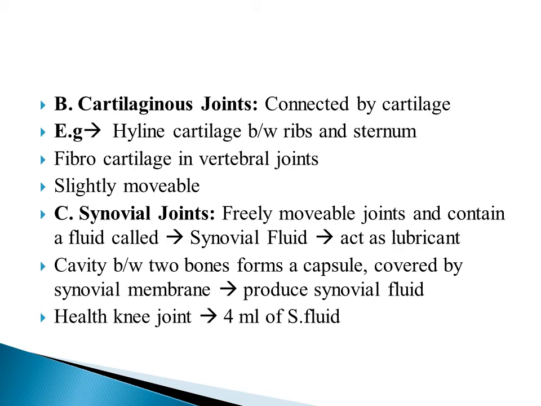Now the second type is cartilaginous joints. They are connected by means of cartilage. For example, the hyaline cartilage between ribs and sternum, and fibrocartilage in vertebral joints, and they all are slightly movable joints.